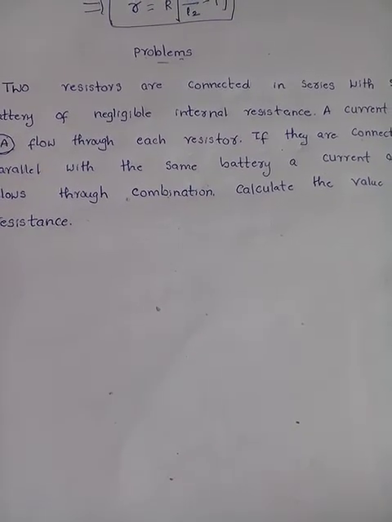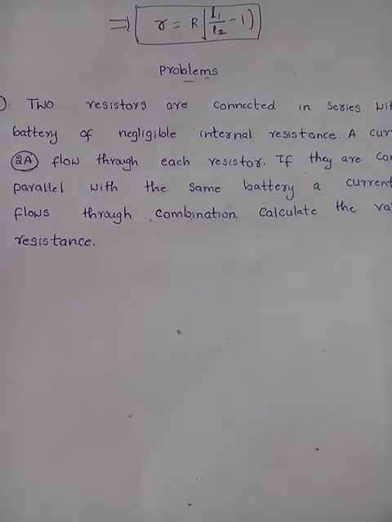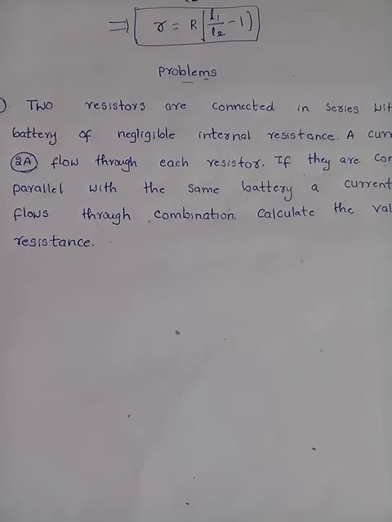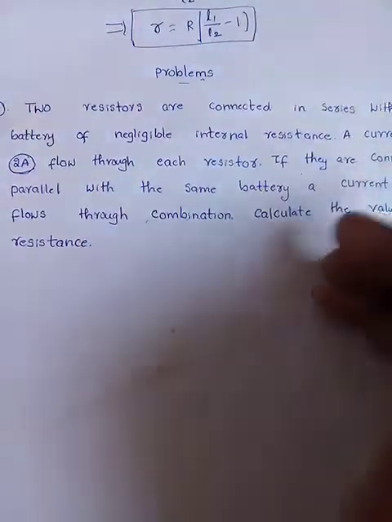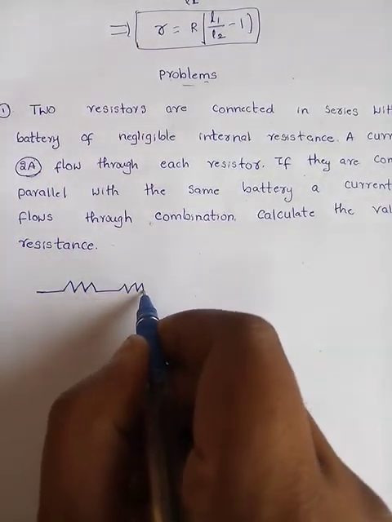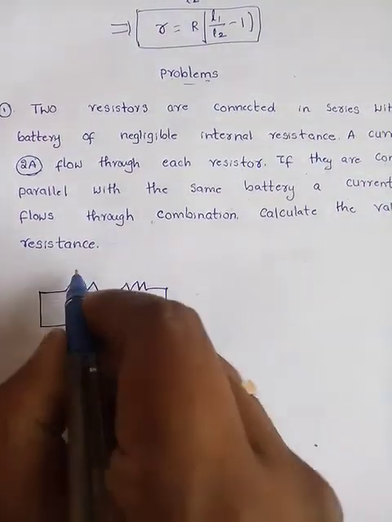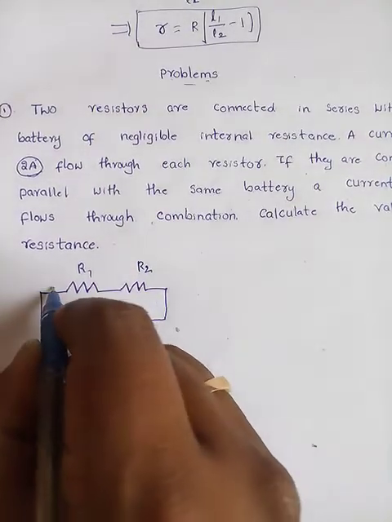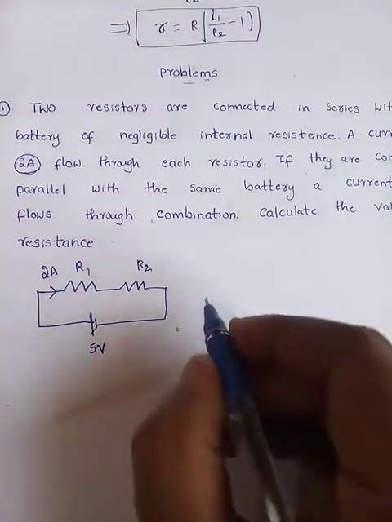So, they have given here the condition that two resistors are there. Those two resistors are connected in series and parallel. In both cases, they have given the current flowing through the circuit. So, for example, the first one is what? Two resistors connected in series with a 5 volt battery. This is R1, R2. We don't know what R1 and R2 are, and 2 amperes of current is flowing here.